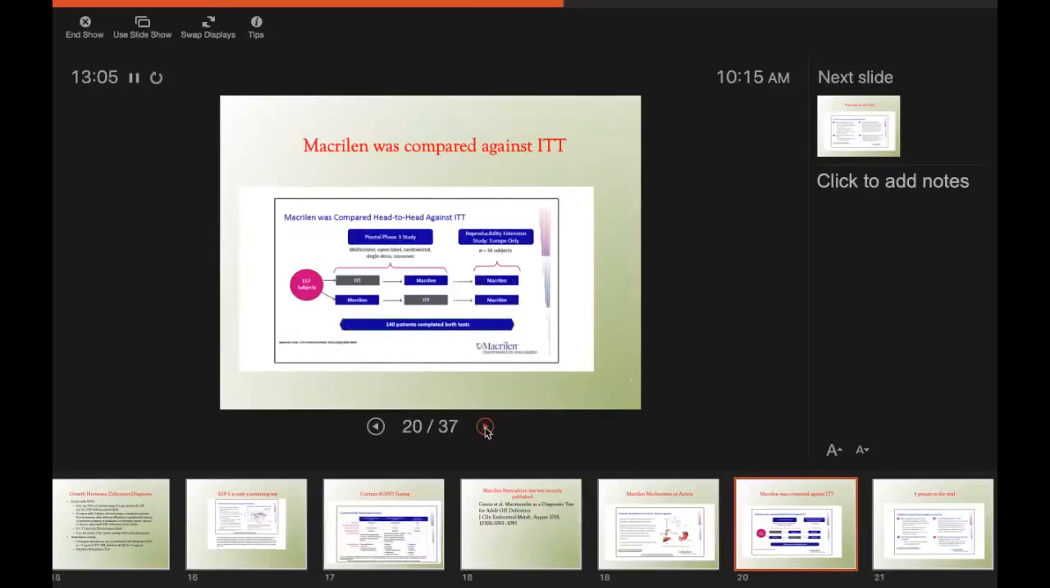So Macrilen was compared in this study published by Garcia in a head-to-head study against the insulin tolerance test, phase 3 study. They had multi-center open label, wasn't blinded, which is okay, randomized, single dose, and was crossed over. So there was 157 subjects. Either they got the ITT first and the Macrilen, or the Macrilen first and the ITT. And then they had a reproducibility extension that was only in Europe, 34 patients, to make sure that the second time the Macrilen was tested it gave similar results to the first test. 140 completed both tests.